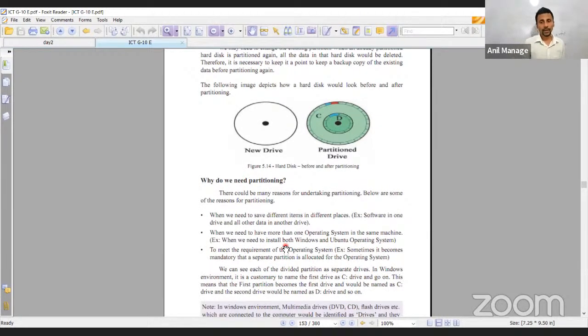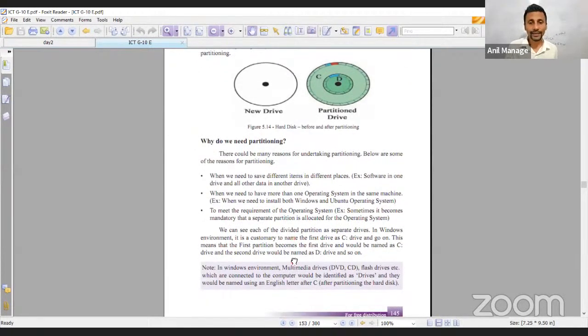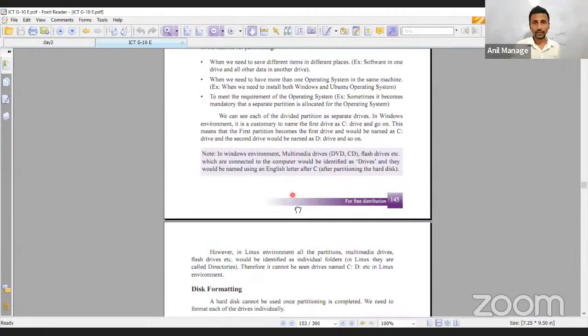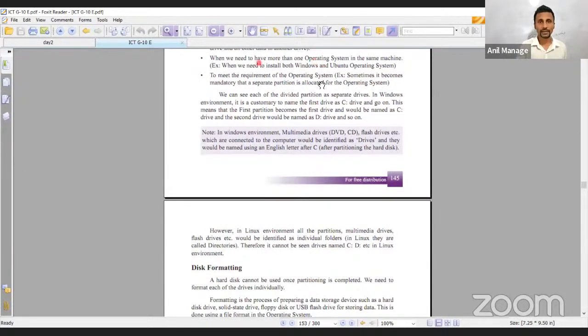So when you take partitions, you have these drives, but you don't have them in the Linux operating system. That also you have to memorize. In the Linux environment, you don't have drives, but you have something called folders, directories. Therefore, drive names like C and D cannot be seen in the Linux environment. Highlight that. I have seen some questions come from this part also, because most of the students are not touching this part.